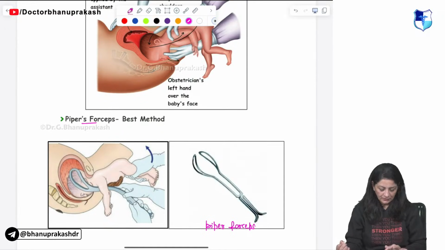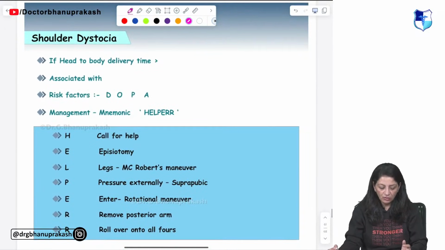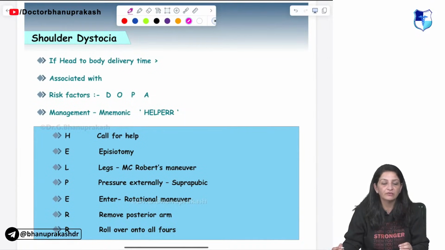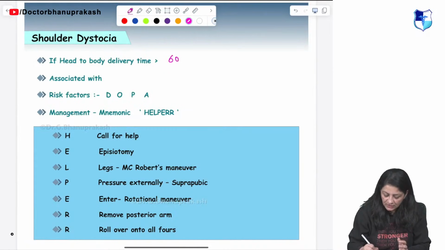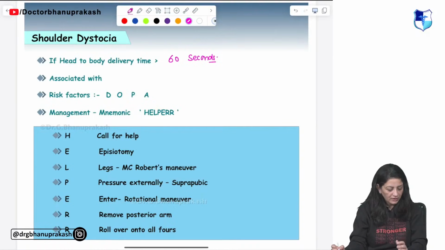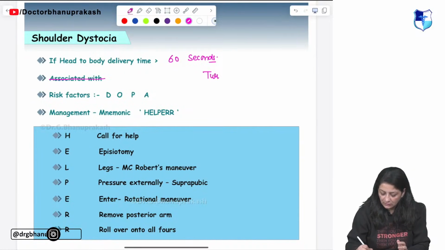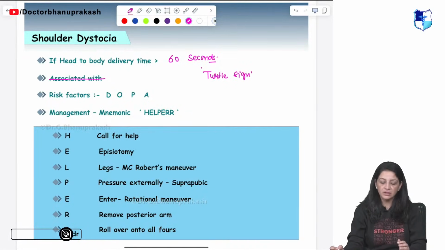Okay. Now, what is the meaning of shoulder dystocia? It means difficulty in delivery of the shoulder. If the head to body delivery time is more than 60 seconds, it is called shoulder dystocia. So you will see the turtle sign in shoulder dystocia.